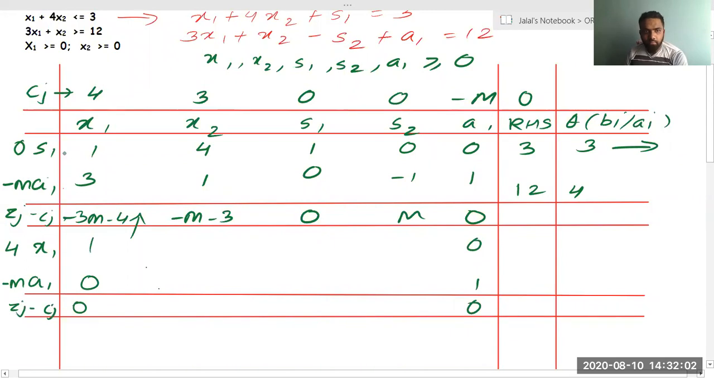Now, what is the key element? My key element is 1. Thank God, Alhamdulillah, we have got only 1. So 1 by 1 will be 1, 4 by 1 will be 4, then 1 by 1 will be 1, 0 by 1 will be 0, 3 by 1 will be 3.